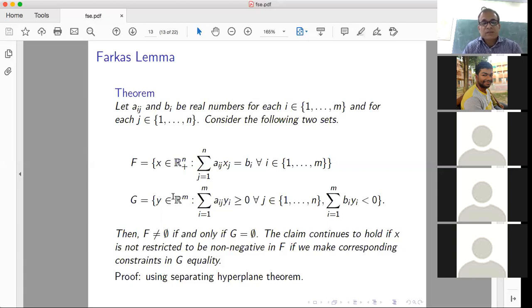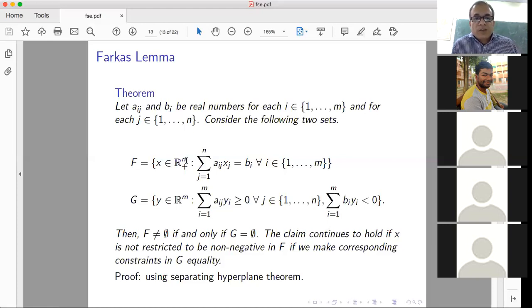So the variables in the G system are m, and there are n weak inequalities here, and these inequalities are sum over all the variables of aij yi greater than or equal to 0. And then there is this single strict inequality here, which says that the sum of bi yi is strictly less than 0.